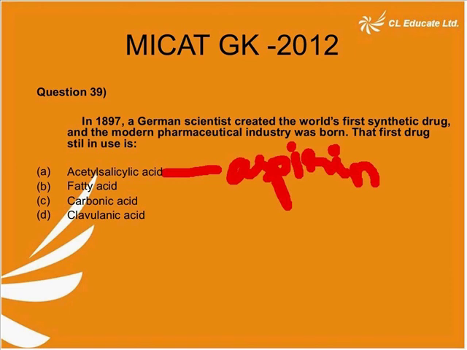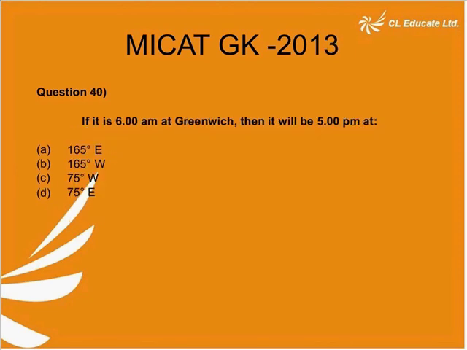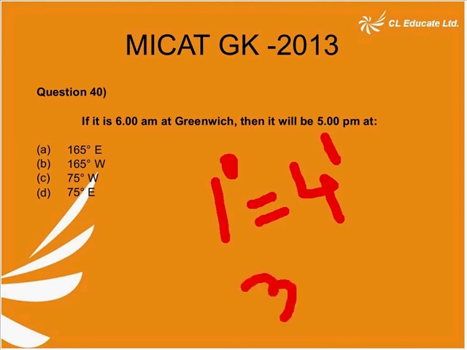Then, if it is 6 a.m. at Greenwich, then it will be 5 p.m. at which place? Just to check your bit of geographical knowledge, I say 1 degree is equal to 4 minutes, remember. 360 degrees of longitude is equal to 1440 minutes. 360 degrees overall longitude is equal to 24 hours, that is 1440 minutes. So that is 1 degree is 4 minutes.